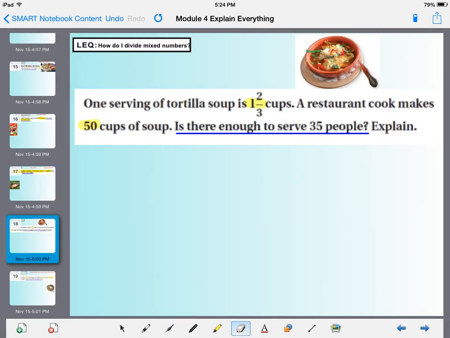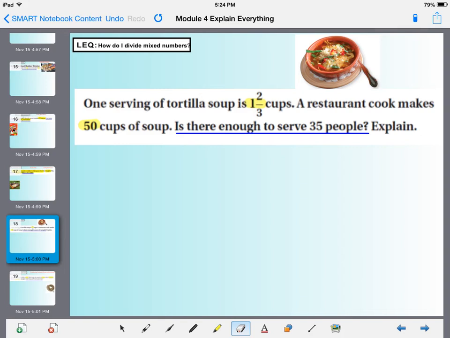Now, we talk a lot about being able to explain and justify our thinking, and so this is a really good question that allows us to do that. In this question, we're told that 1 serving of tortilla soup is 1 2/3 cups. They tell us that a chef makes 50 cups of soup, and then they ask us if there is enough to serve 35 people. So in this scenario, we would put ourselves in like a restaurant management business, or we are the owners of this restaurant, and we want to make sure that we can cater to our customers.